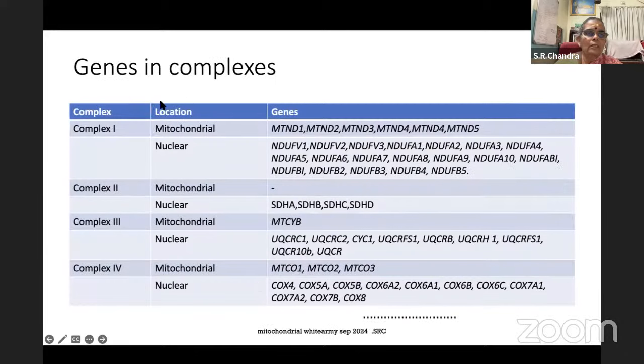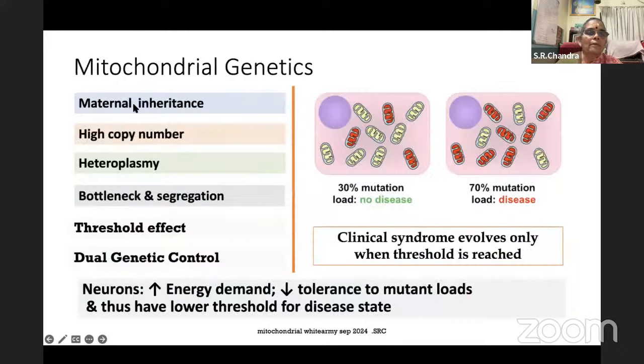And what are these genes in the complexes? The oxidative phosphorylation chain consists of 5 complexes. Complex 1 is situated in the nucleus, and many genes are involved, and they can produce disease. Complex 2 is again nuclear. Complex 3 is mitochondrial and nuclear. Complex 4 is also mitochondrial and nuclear. Complex 5 is cytoplasmic. So these are the 5 complexes in the oxidative phosphorylation chain.